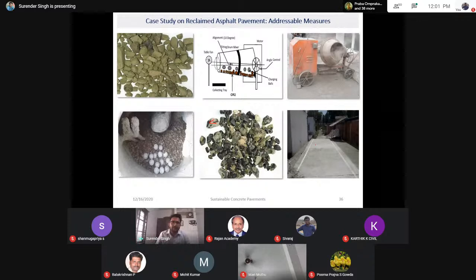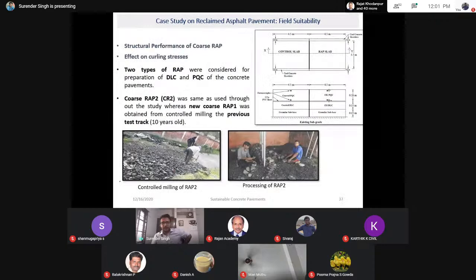But to convince people that yes, we can use the RAP aggregates, I decided that I would not be using the RAP aggregates after treating. I'll be using them in the as-received form. So we went to a site. There was a flexible pavement. We removed the flexible pavement and processed it at the site, breaking it, to simulate a worst-case scenario. Worst scenario means everything was done by manpower only.